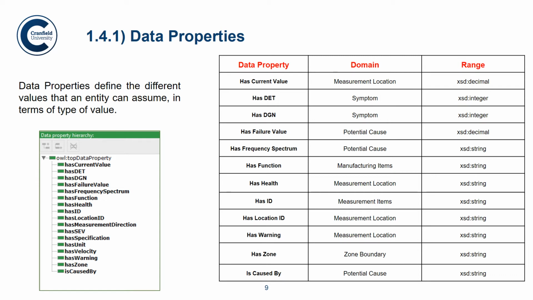Data properties define the different values that an entity can assume in terms of type of value. For example, a failure mode can be detected by one or more detection methods, and these methods can involve certain monitoring parameters. Specific ranges in these parameters may indicate a fault, often in combination with other parameters. And here is an example. These are the main data properties and their domains and ranges.